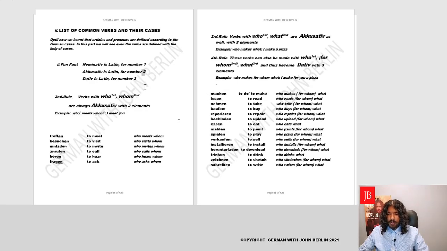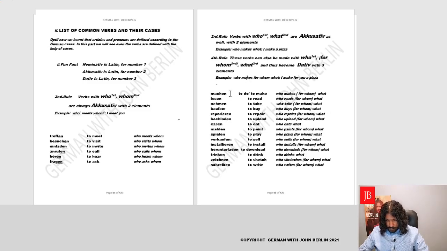It requires two cases. Who, the person baking, nominative, and what, the thing being baked, accusative. Now I can also say the sentence with a little more detail. I make for you a pizza. Now if I say I make for you a pizza, the verb machen, which is to make, requires who, the person making the pizza, for whom the pizza is being made, and what is being made, the pizza.